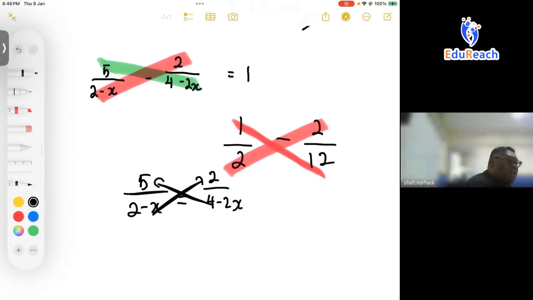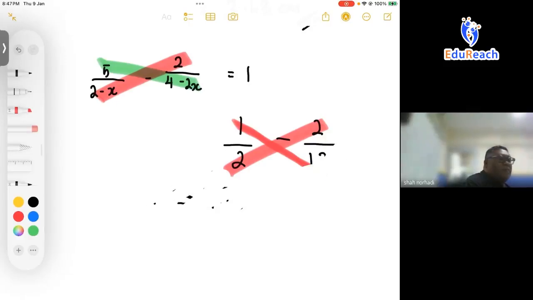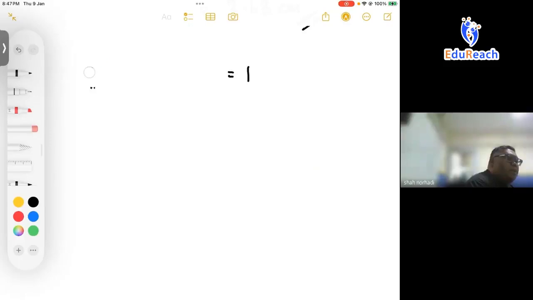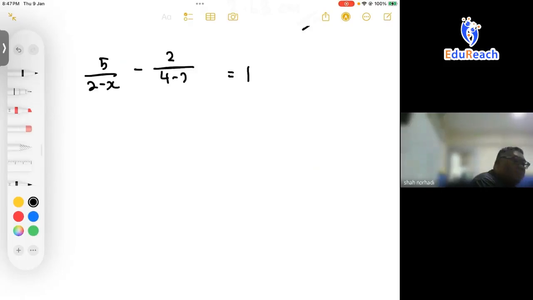Okay, listen, so let's fix things. You're here to help, I'm here to help. So we can't do cross multiply here. So what can we do, Hamza? Let's see. Make the 2 minus x denominator the same, right? All right, so 5 times 2 minus x, minus 2 in brackets, over 4 minus 2x.